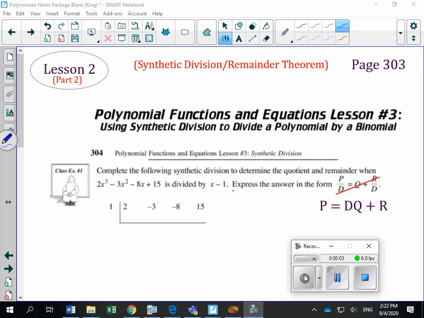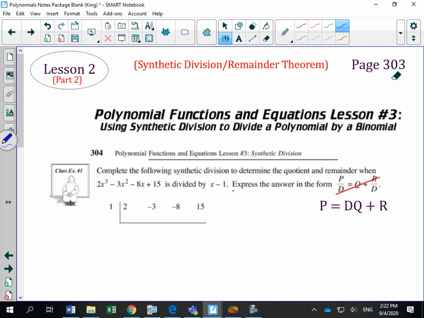Hi, Math 30-1s. This lesson is going to be lesson 3 in your student workbook, which corresponds to page 303. It's on something called synthetic division. In lesson 2, I introduced long division to you. This is another alternate way to divide polynomials.